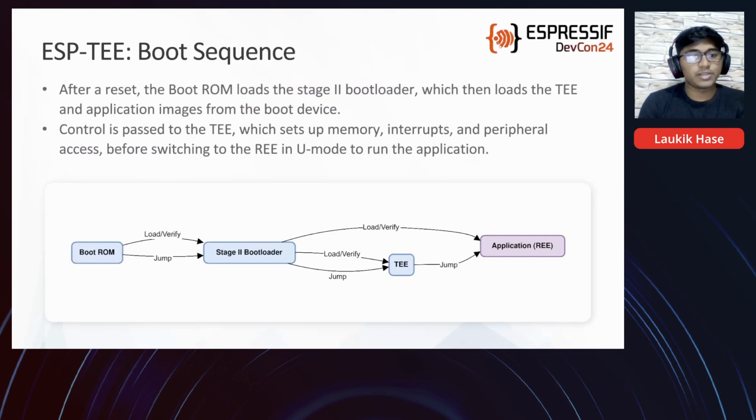So now coming to the boot sequence, with ESP TEE enabled, the boot sequence differs a little bit from what we see in a typical ESP-IDF application. After the reset, the boot ROM loads a second stage bootloader. This bootloader verifies the TE as well as the RE application images. Now, instead of jumping to the user application, the sequence jumps to the TE first, which performs all the secure system initializations for the memory, interrupts, and peripherals. After that, the control passes to the user application for execution.